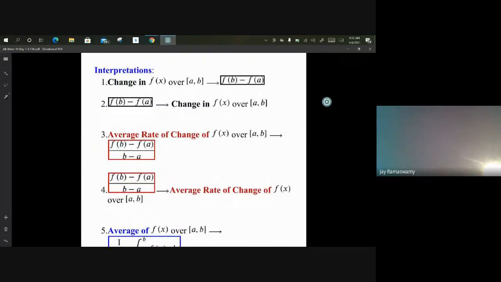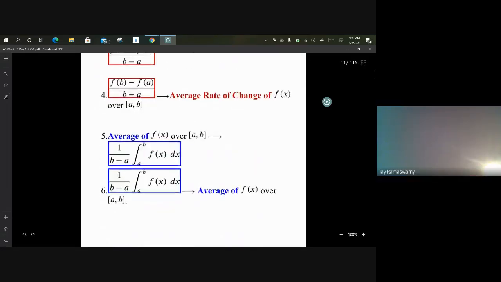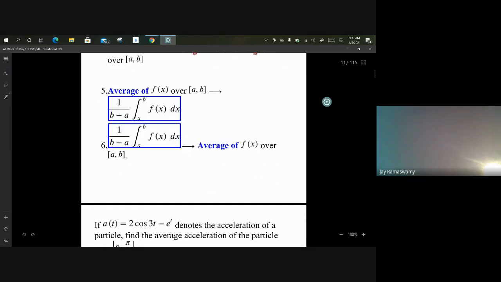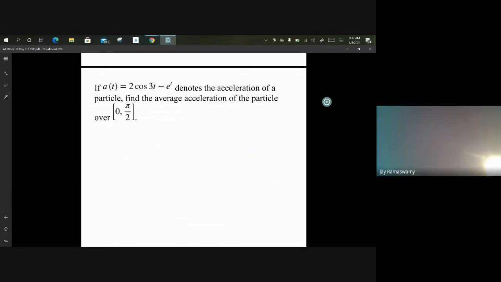So the next page basically goes over, just put your pencils down, just interpretations. If you see change in, it's f of b minus f of a. If you see f of b minus f of a, it's change in f of x over a to b. And then from the first semester is average rate of change, nothing but m sec. That's f of b minus f of a over b minus a. And if you see f of b minus f of a over b minus a, that's average rate of change of f of x. Everybody okay there? Yes. Okay. And then finally, if you see average of, then it's the 1 over b minus a formula. And if you see the 1 over b minus a formula, it's the average of. Okay. So let's just do a couple of simple examples.